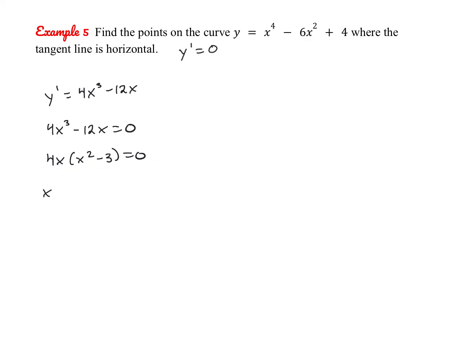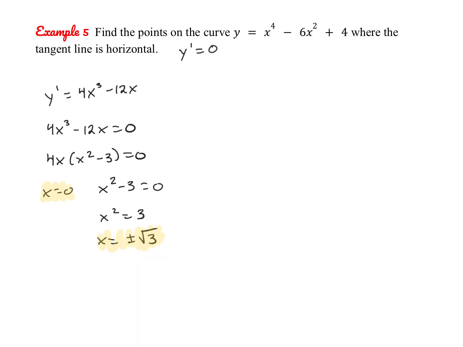So here we get x equals 0. And then here, remember we do need to take the plus or minus square root of both sides. So it's plus or minus square root of 3. So there's actually 3 times when this graph has a horizontal tangent line. So we do need to find the entire point. We have the x values of our points here, but again, we need to know the entire coordinate. To do that, we simply need to plug these x values into our original function.